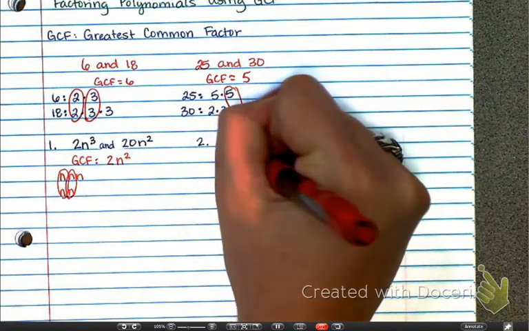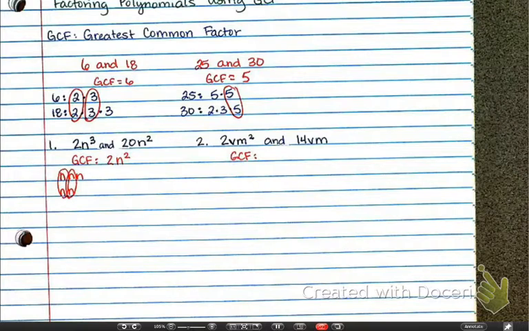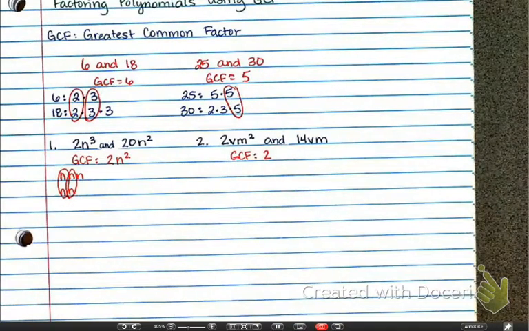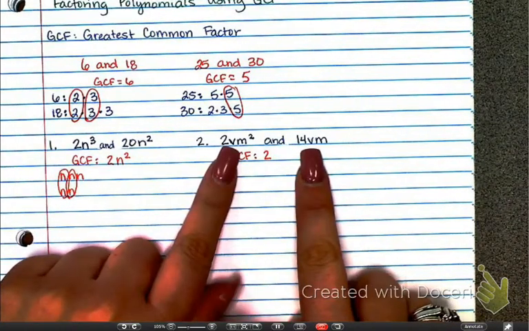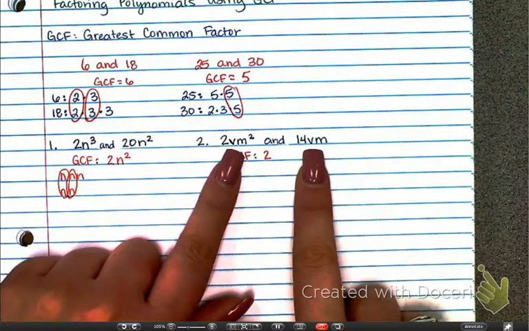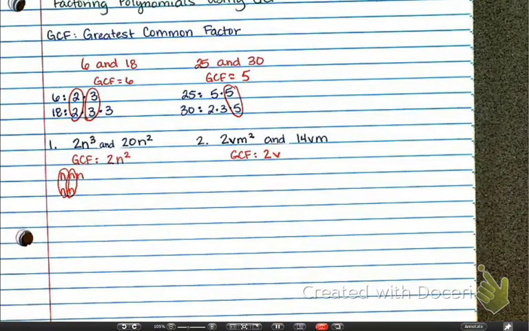We're going to do this one together before I give you one to try. Okay, so let's start with our coefficient. What is the greatest number that goes into 2 and 14? 2. Everyone okay with that? Now, how many v's go into both v to the first and v to the first? 1. They both have 1 v, right? So they have a v in common.